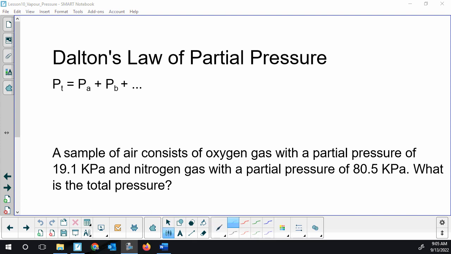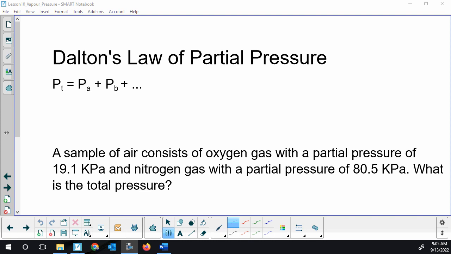So Dalton's law of partial pressure: the total pressure is just the sum of all the individual pieces. So pressure A plus pressure B plus dot, dot, dot; if there were 3 gases, you'd have 3 pieces. If you're talking about atmospheric gases, the major constituent would be nitrogen, about 80% of the atmosphere. So 80% of the pressure in this room is coming from nitrogen's pressure. About 20% of the pressure in this room is coming from oxygen's pressure.